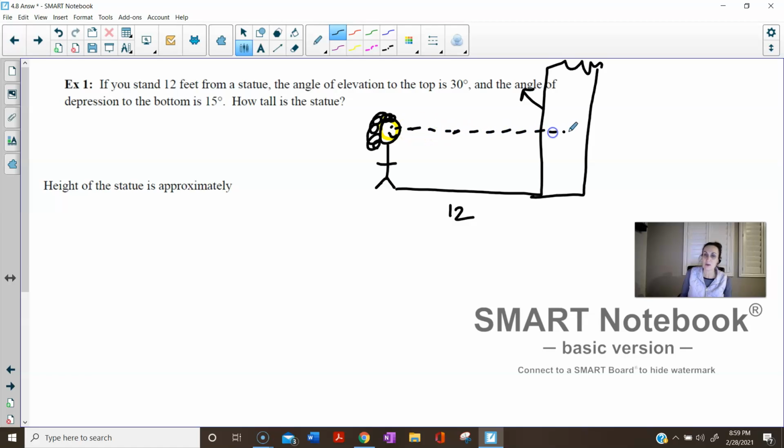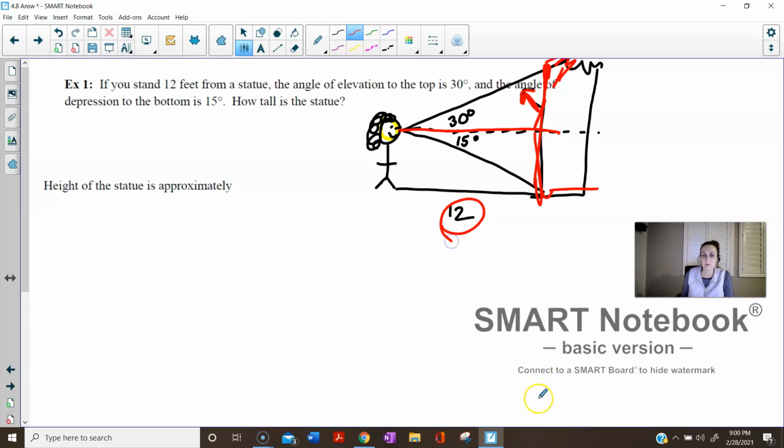Let's look at the angle of elevation. The angle of elevation is up to the top, which is 30 degrees. And then the angle of depression is to the bottom of the statue, which is 15 degrees. And again, remember, from her to the statue, here's my statue in red. So anyway, to the top is 30 degrees, to the bottom is 15. And then we know the distance here is 12. All right. So the question is, how tall is the statue?